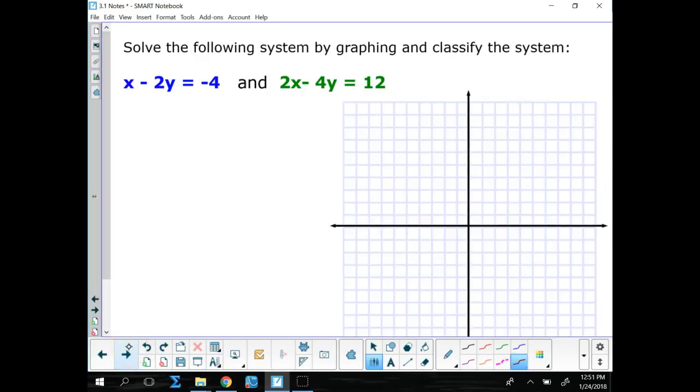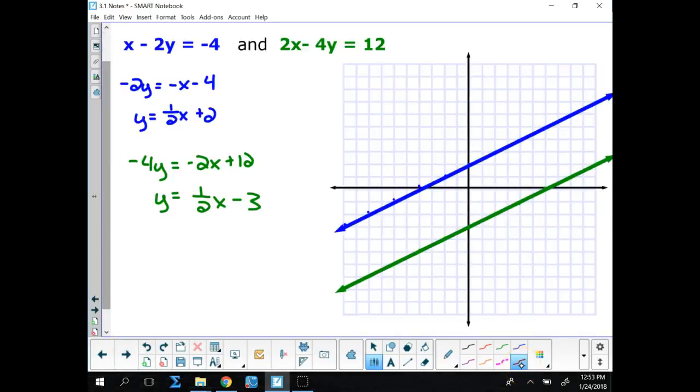Last one. So I get that. So no solution, which is inconsistent. Yeah. All right.